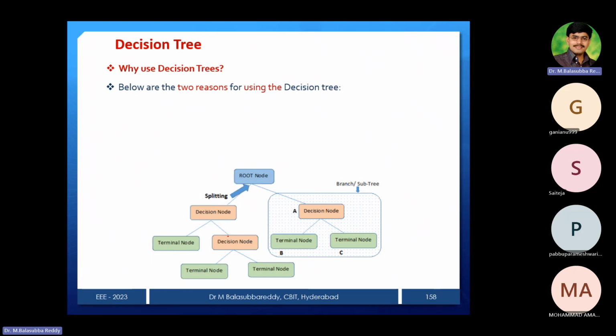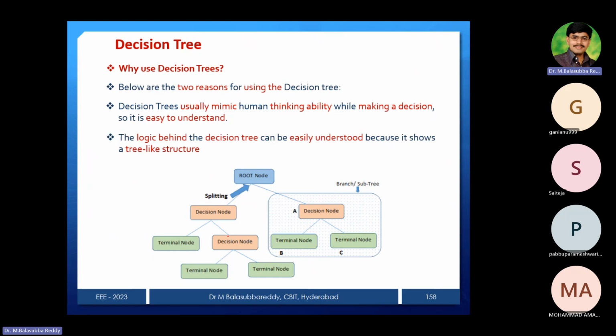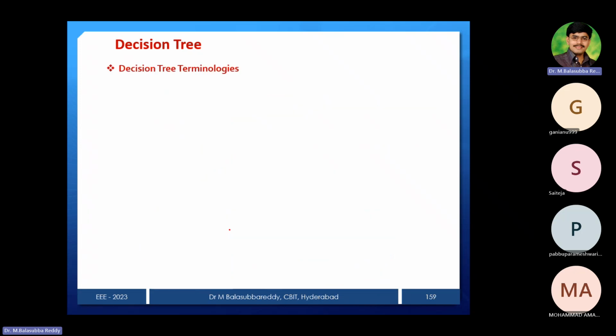Why use the decision tree? Two reasons for using the decision tree. One is that it mimics the human thinking ability while making a decision, so it is easy to understand. That is also one reason. The logic behind the decision tree can be easily understood because it shows a tree-like structure. So the way it is going to be divided, it is easy for us.